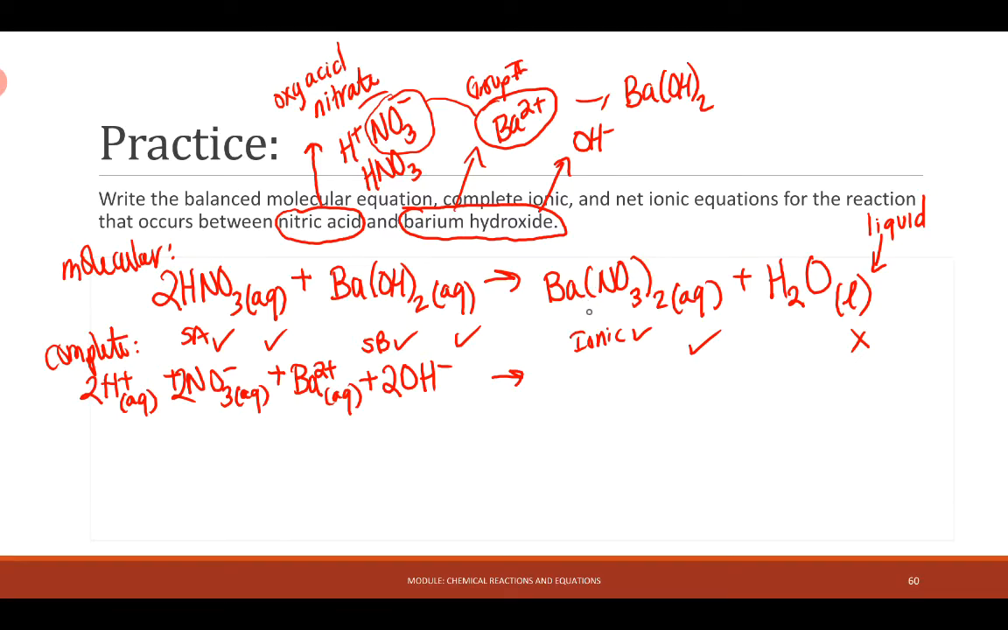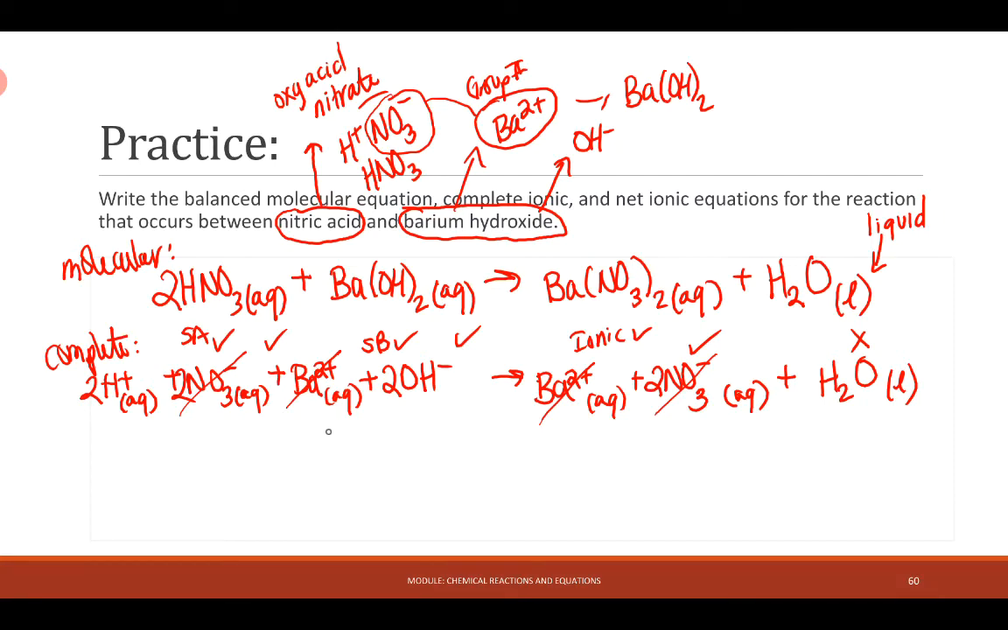Always remember to balance. And as you can see, sometimes I get carried away and I forget such details. But I catch myself, and that's what's important. So that's going to give me 1 barium and 2 nitrates, and then I do not ionize my water. Now I can look to see if I have any spectator ions, and I can see that my nitrates are going to cancel out, and my barium is going to cancel out.